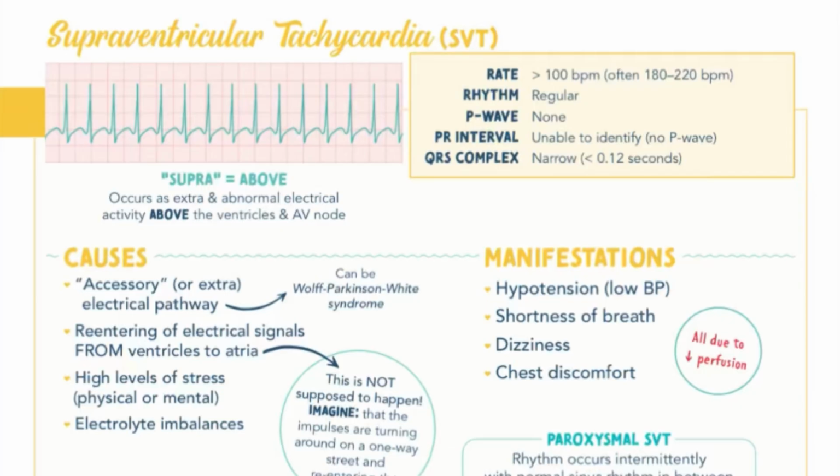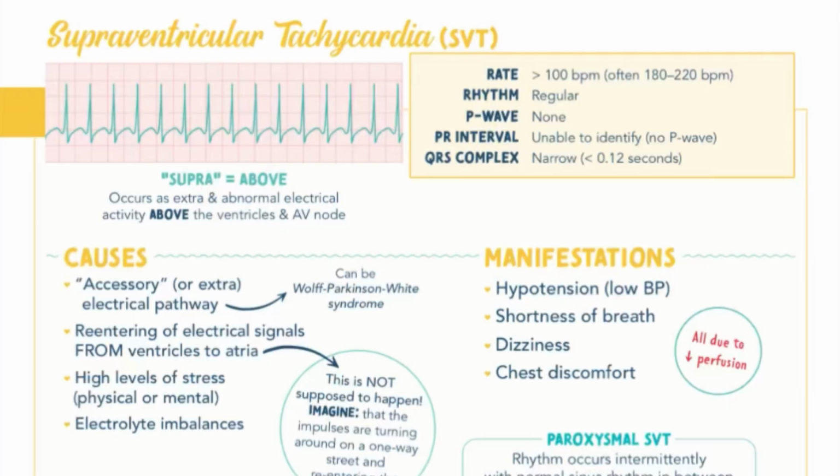The PR interval is unable to be identified because there is no P wave present in this strip. Supra means above. It occurs as extra, abnormal electrical activity above the ventricles, at the AV node. The patient has manifestations like hypotension, low BP, shortness of breath, dizziness, and chest discomfort. The cause is an accessory or extra electrical pathway, for example, Wolff-Parkinson-White syndrome, with re-entering of the electrical signals from the ventricle to the atria.